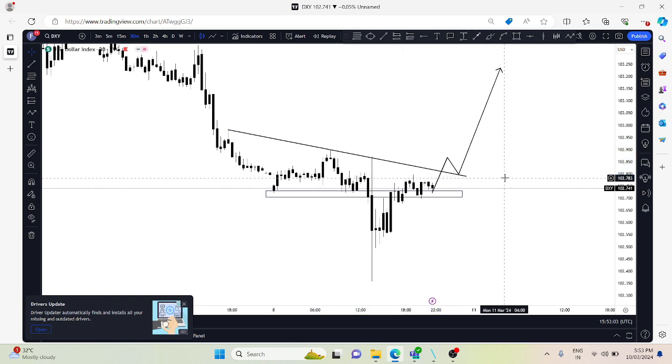So this is what I'm seeing on the DXY. And remember, the DXY goes hand in hand with all the USD pairs. So now we're going to be focusing on buying USD JPY, USD CAD, and selling GBP, Euro, USD. So from me to you, make sure you study the markets and understand what you are really doing in the markets before actually placing that trade.